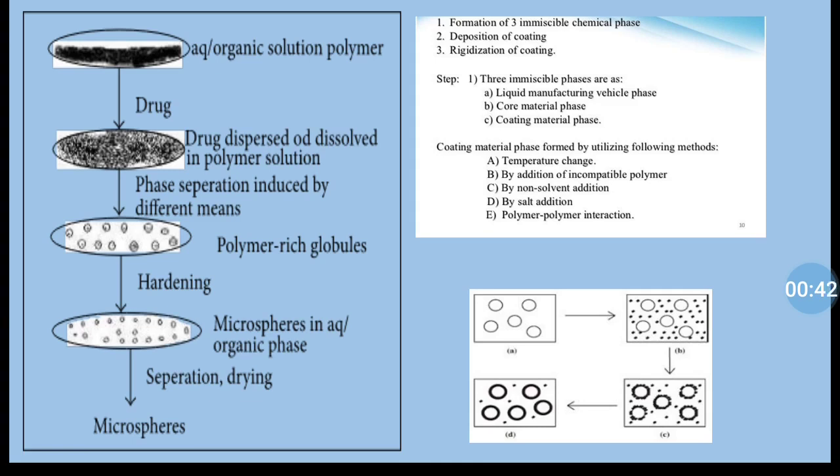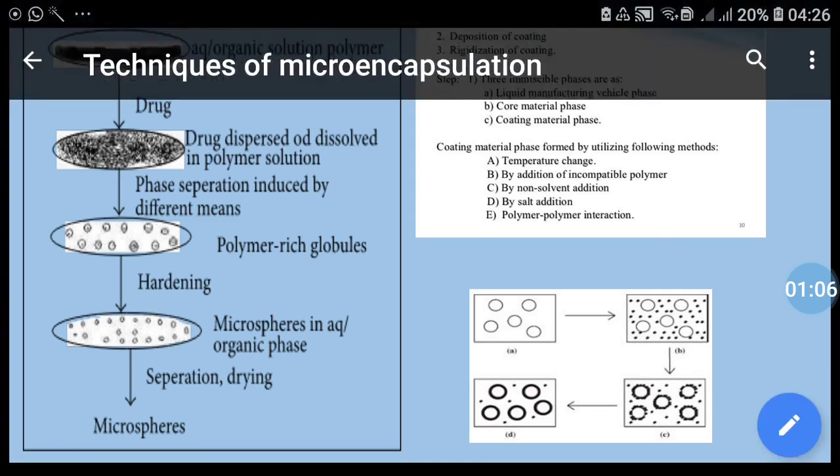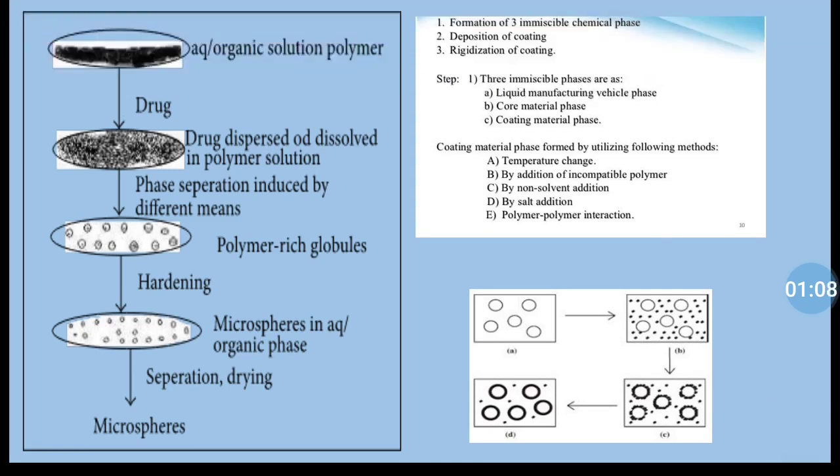The very first step is dissolution of the coating material, generally a polymer, into an aqueous or organic solvent. Next step, into the solution of polymer, the drug is dispersed. This drug will serve as the core material for the microencapsulation.